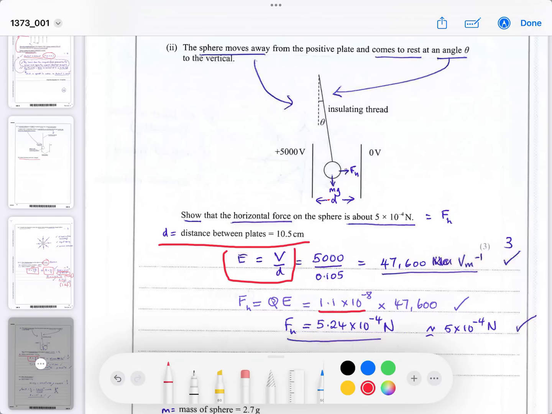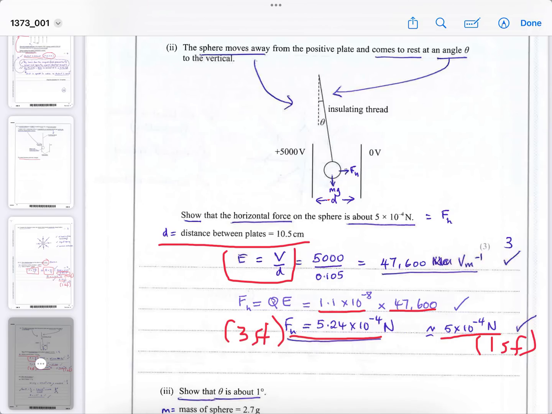And once you multiply it by the field strength, 47,600, yes, to 3 significant figures, you know that the charge times the electric field strength must be equal to the horizontal force on the sphere, which gives you a value of approximately 5 times 10 to the minus 4 newtons, again to 1 significant figure, yes, and we calculated it to 3 significant figures. Okay, here our accurate calculator value was 3 significant figures, and we have proven that it's approximately 5 times 10 to the minus 4 newtons to 1 significant figure.